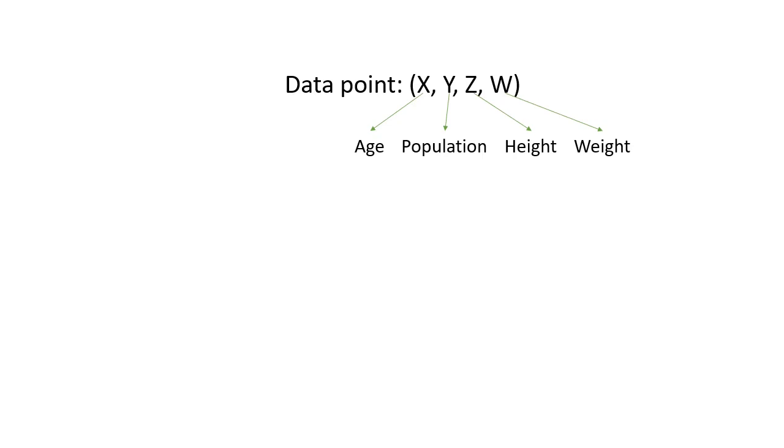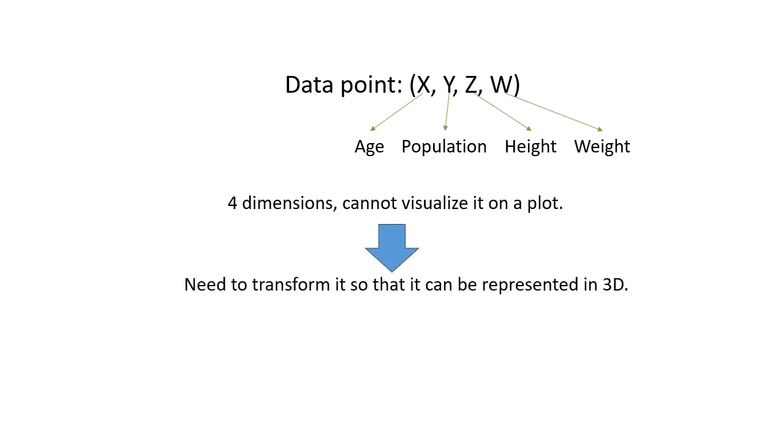Let's add one more attribute, w, which will represent the weight of the population. Can we plot this now? No, since there are four dimensions. We need to transform this data in order to plot it in 3D.